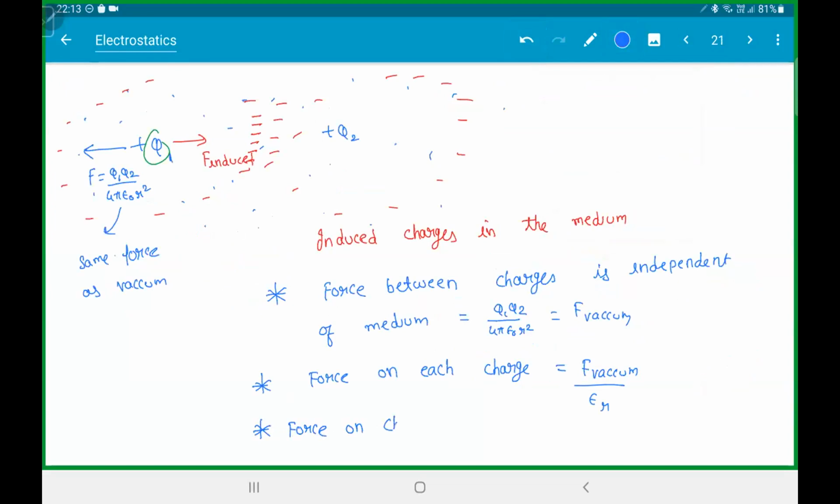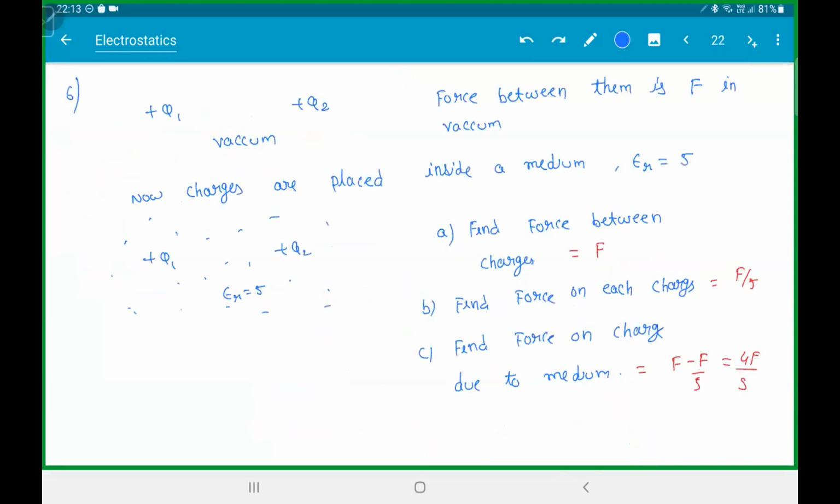The force on a charge due to the medium is F minus F vacuum by epsilon R. F vacuum is the force between them, and the net force will be this F vacuum by epsilon R. Please check this question.